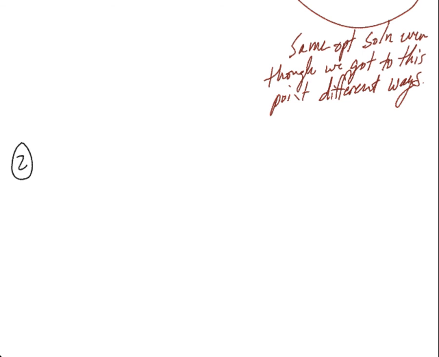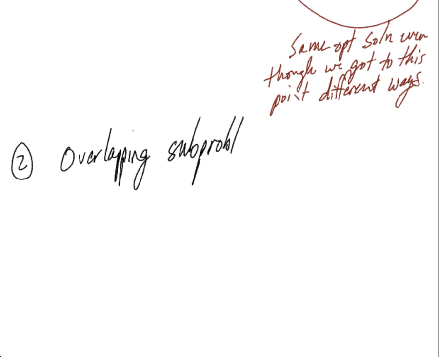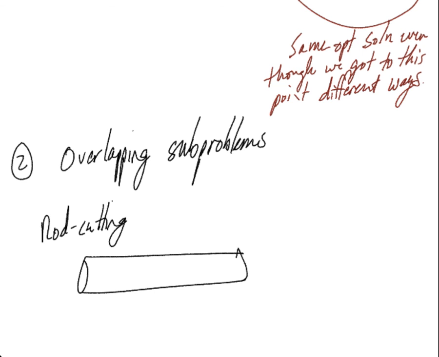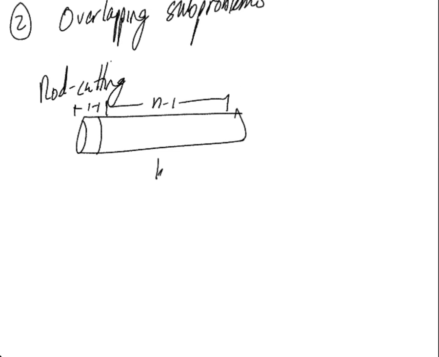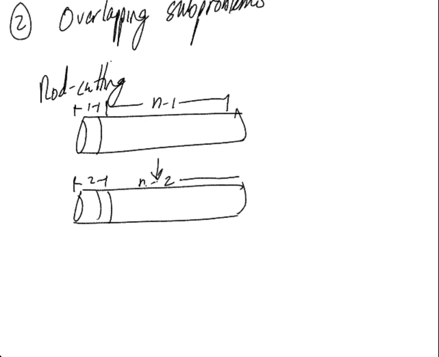The second ingredient is overlapping subproblems. So let's do the rod cutting example again. We have a rod, and according to the algorithm, we're going to make a cut of size 1. Then we'll solve the subproblem of size n minus 1. Okay. Then we'll make a recursive call, and we'll cut another one of size 1, so now we have 2 cuts of size 1 each. We have n minus 2. And we're going to solve this problem with size n minus 2.